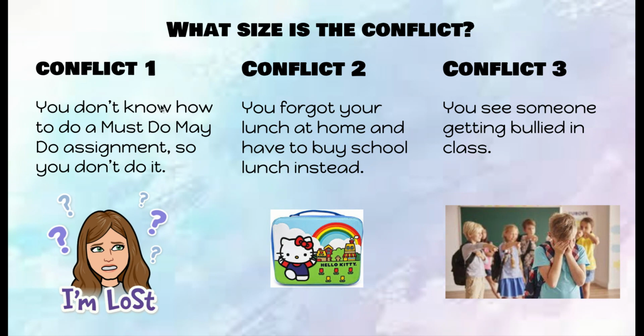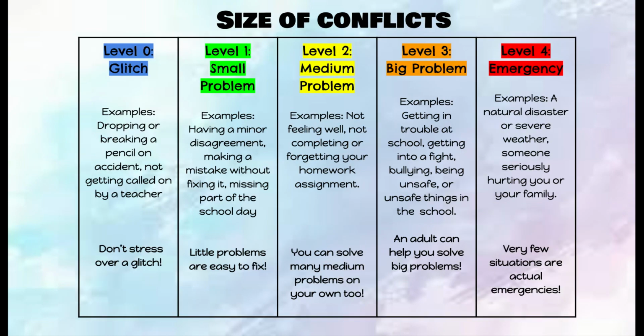Conflict 2, or example 2. You forgot your lunch at home and you have to buy a school lunch instead. Let's look at our sizes of conflicts. What size do you think this conflict is? This is a level 1 conflict. This is a little problem. It's easy to fix. It may be upsetting, but it's not something that we should let stress or ruin our day. We'll just buy a lunch. We'll still get to have lunch, and tomorrow we can remember to bring our lunch to school.